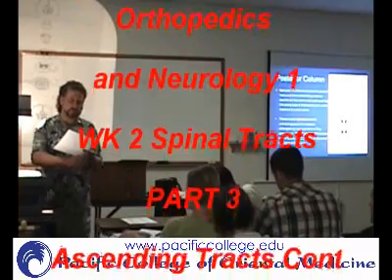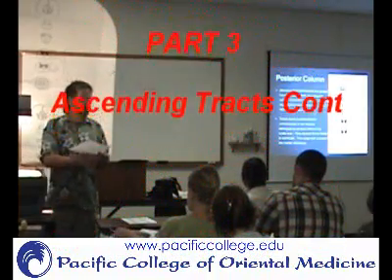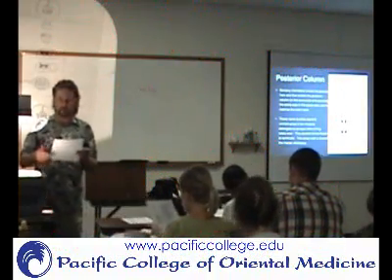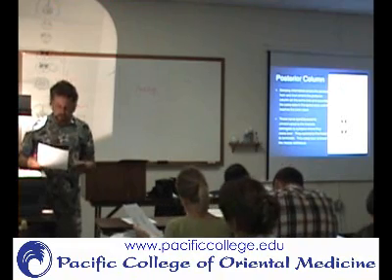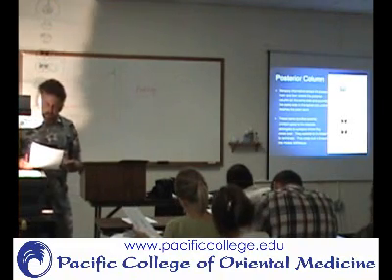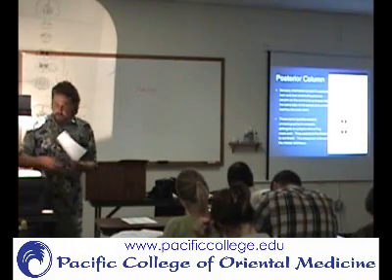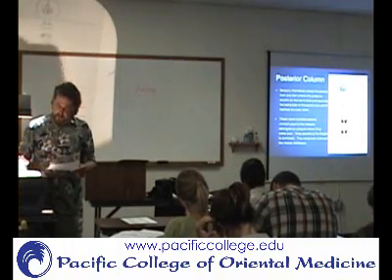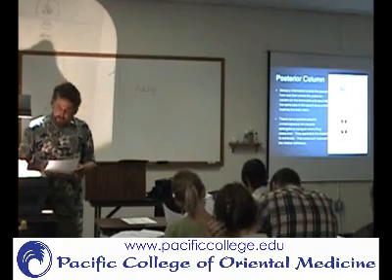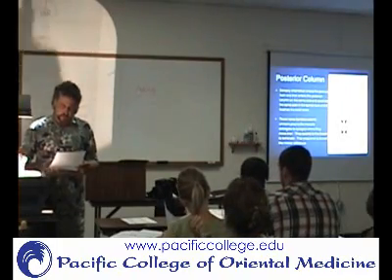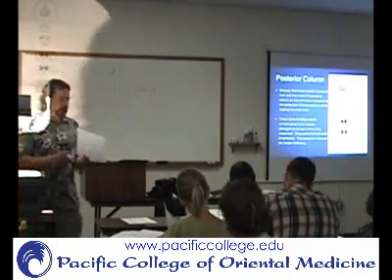So this pathway is going to be for proprioception, two-point discrimination, and vibratory sense. Remember, this is where they cross here, at the medulla oblongata.